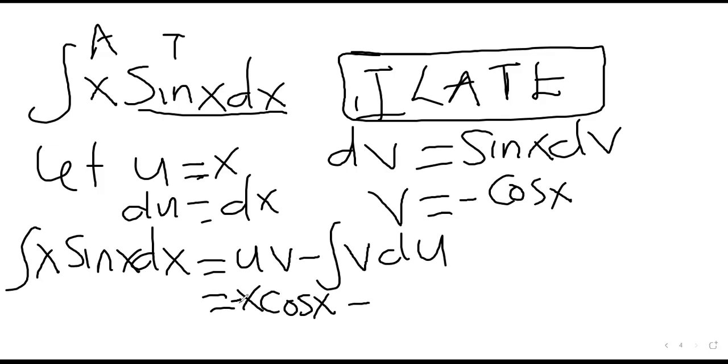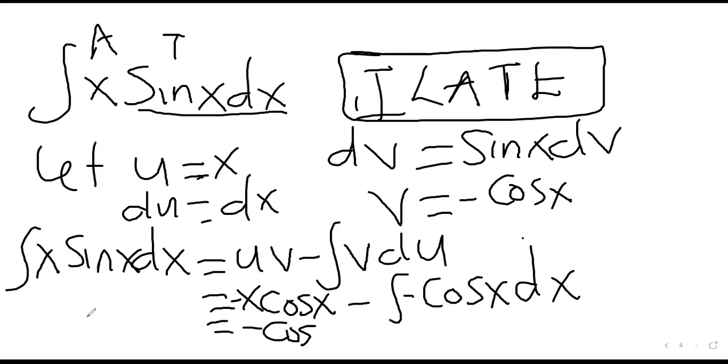Now we have minus here and the integral. What is our v? Our v is equal to minus cos x. And what is our du? du here is equal to dx. So we can simplify this part here, whereby you have negative cos x. Here we are multiplying negative by negative, we are getting positive. So this is going to give us positive, the integral of cos x dx.